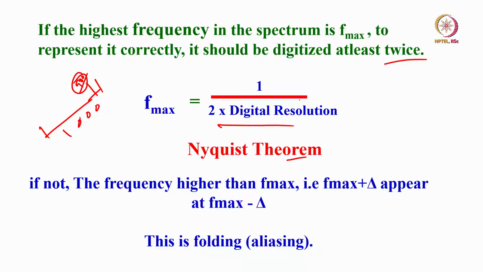If you don't digitize it properly, what happens? I told you F plus delta appears as F minus delta in the frequency domain spectrum. You get a confused spectrum. You will confuse the real spectrum with the folded peaks also. This is called folding or aliasing in NMR. Remember how the Nyquist theorem is useful in your NMR spectrum. You have to digitize it properly, at least twice the highest frequency. That is very important.